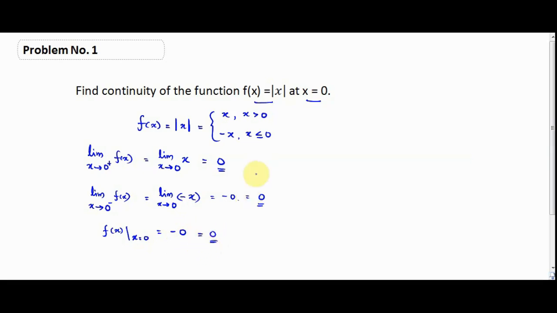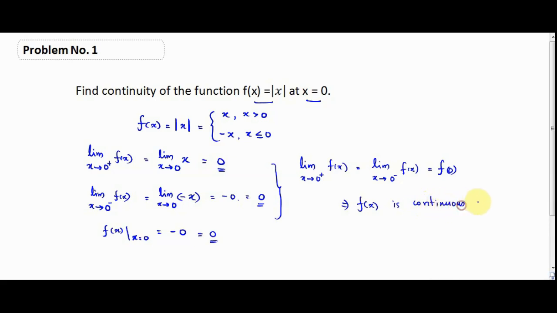So the conclusion is that we are getting limit x tends to 0 plus f of x equal to limit x tends to 0 minus f of x equal to f of 0. This implies that the function is continuous at the point x equal to 0. So from this we can make the conclusion that f of x is continuous at the point x equal to 0.